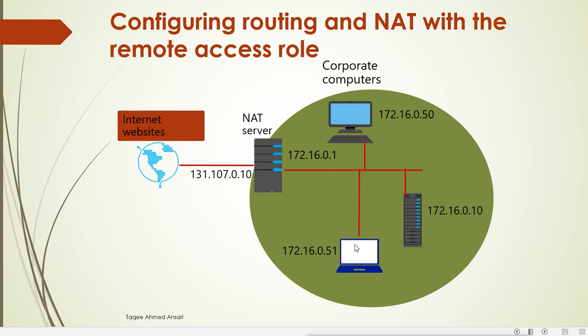Suppose this 172.16.0.51 comes and tries to go to the internet. It will first go to our NAT server, the remote access server, which is doing the NATting. It will remove this private address, add the public address as the source, and then send the packet to the internet. When the reply comes from the internet, it will remove the public address, add the private address, and send the packet to the client here.